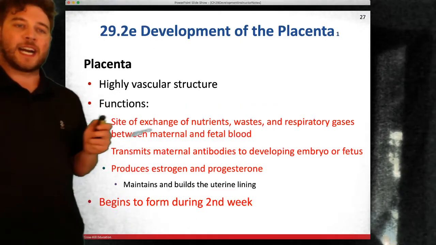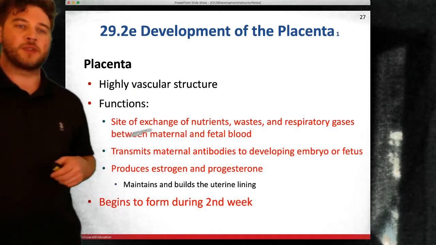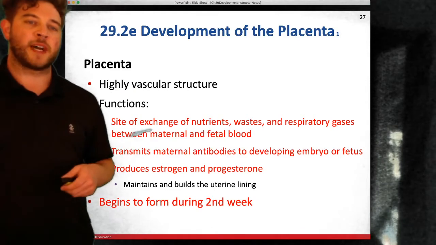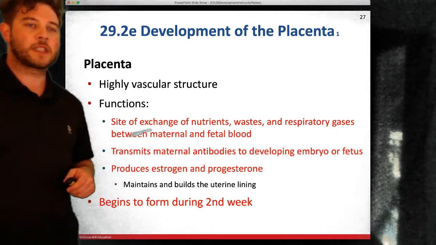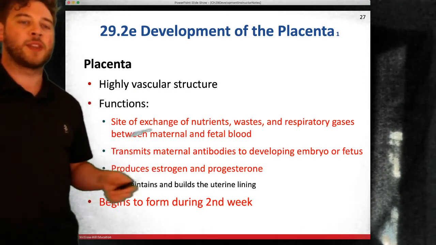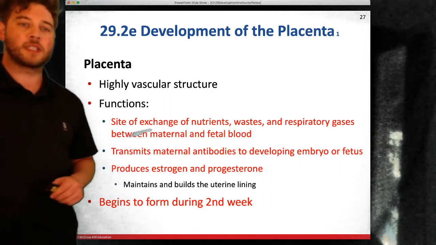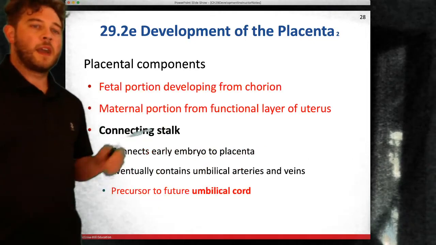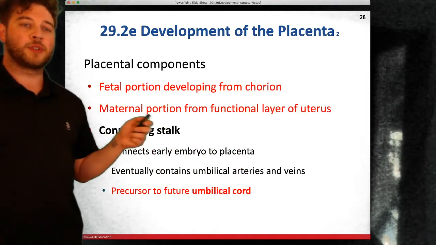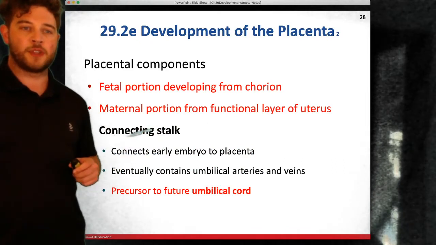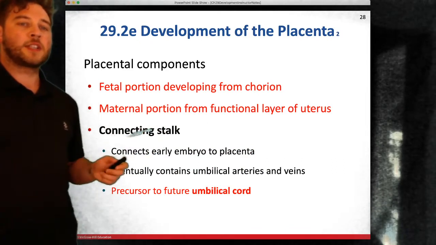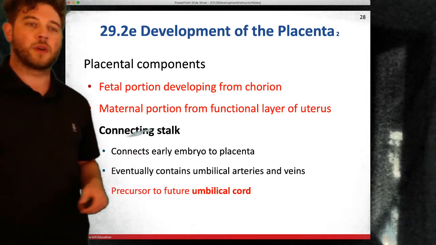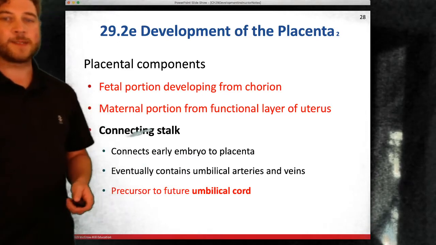Your placenta is a highly vascular structure. It's the site of exchange of nutrients, waste, and respiratory gases between maternal and fetal blood, transmits maternal antibodies to the developing embryo or fetus, and produces estrogen and progesterone to maintain the uterine lining. It starts during the 2nd week. So, basic properties. The fetal portion develops from the chorion. The maternal portion develops from the functional layer of the uterus. The connecting stalk connects the early embryo to the placenta and eventually forms the umbilical cord, which contains umbilical arteries and veins.